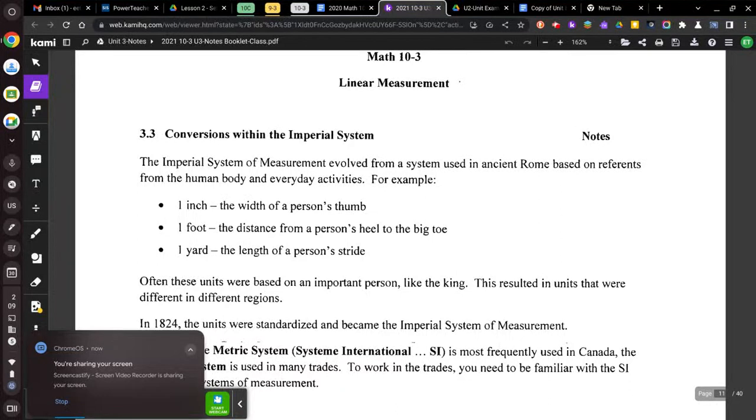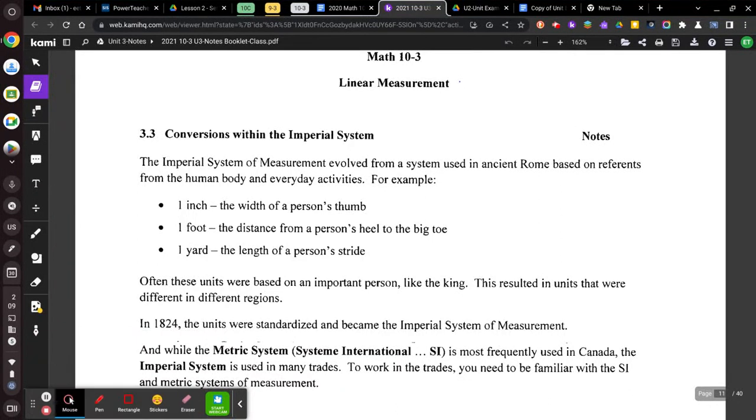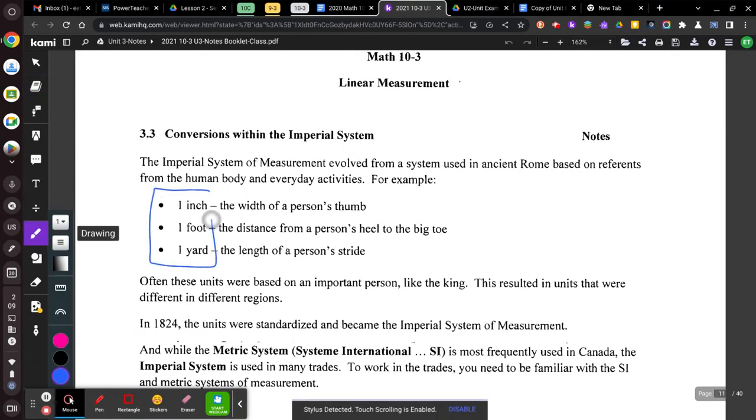All right, this is Unit 3, Lesson 3. We're converting in the imperial system. So the imperial system is all about yards, inches, feet, and miles. Miles is also in this crew.